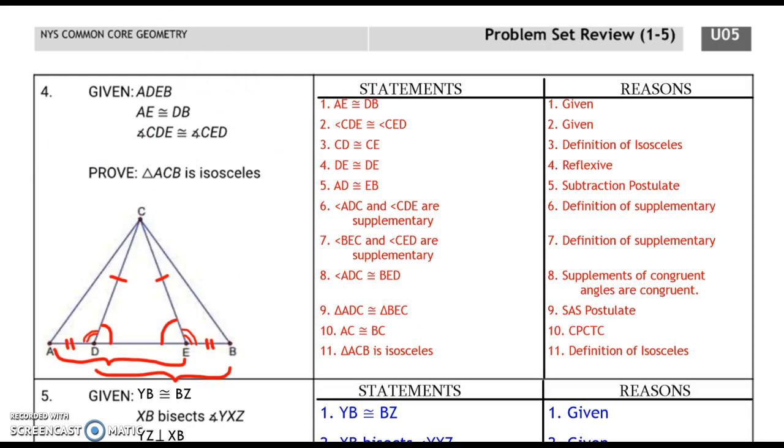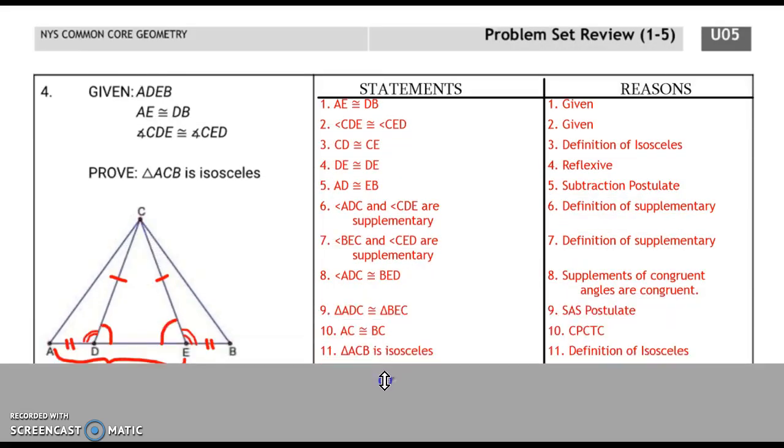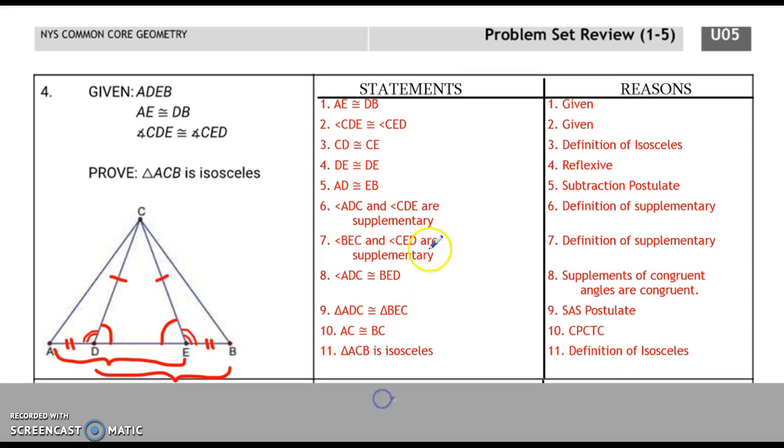Taking a look at, oh boy, I can't show you all the answers at once. Where's that screen shade? Here we go. Taking a look at question number 4. Question number 4 had a fairly long proof.